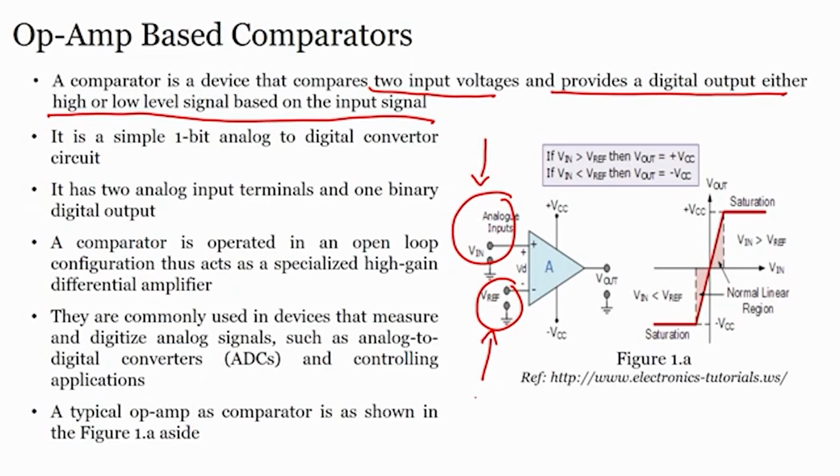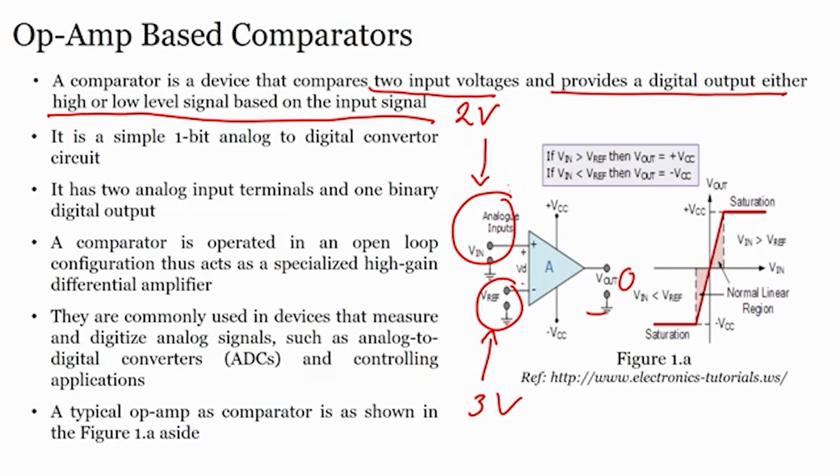Suppose I have kept the reference voltage as 3 volts, alright. Now, if my input voltage is 2 volts, then my output would be 0, or we can also say minus VCC, going to the negative saturation region. So, we can say 0 or minus VCC.